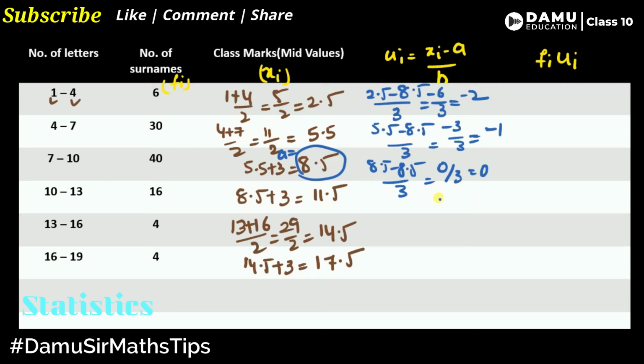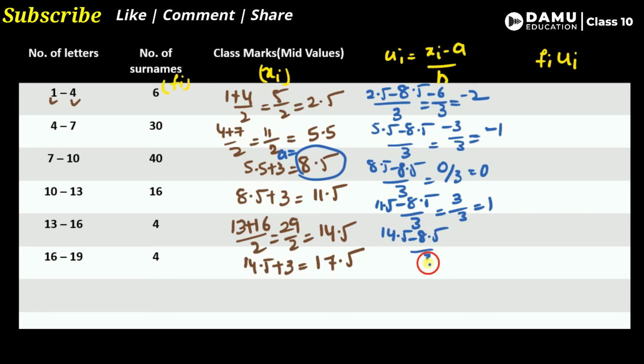Then 11.5 minus 8.5 by 3, exactly 3 by 3, we get 1. The next value is 2, the next value is 3, and so on. You can simply go with the integer increments. So 14.5 minus 8.5 by 3, exactly 6 by 3, we get 2. Then the final value is 3.